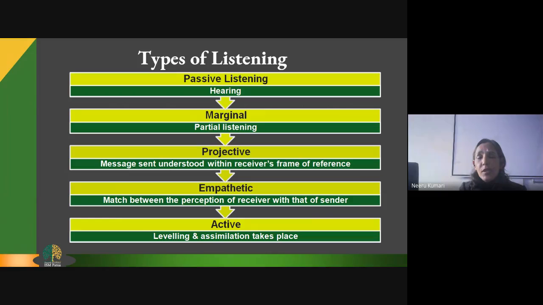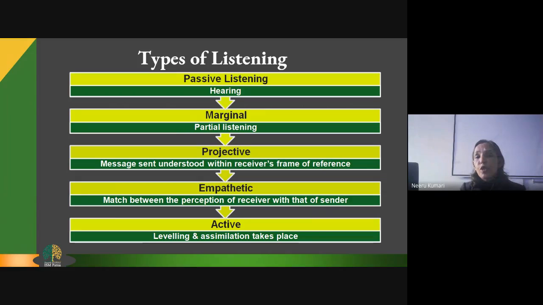Many a time you must have seen that while passing by, or when you are engaged in something very important, if somebody says or takes your name, immediately you start listening to what they are saying. Such kind of listening is called marginal listening.